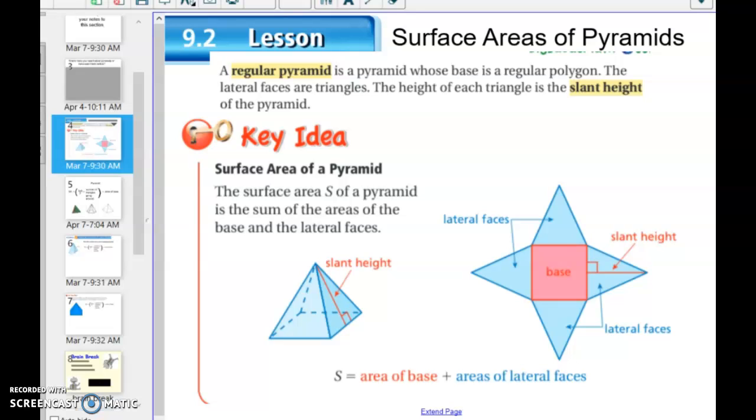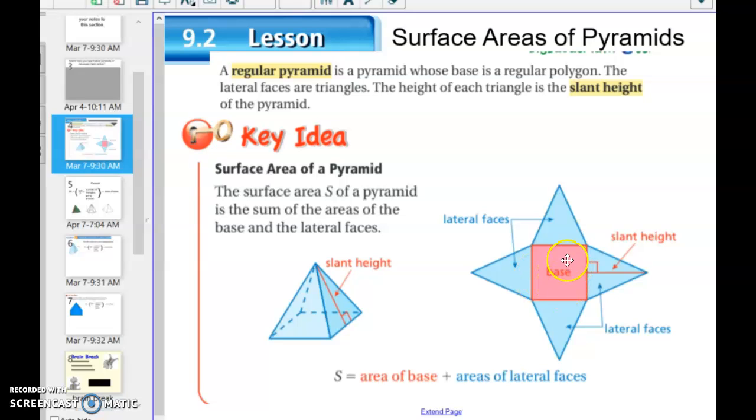All right, welcome to my lesson video on the 9.2 lesson, surface area of pyramids. Now a pyramid, remember, is a shape that has a regular polygon as its base, and then all of its lateral faces going around would all be shaped like triangles, and all of those triangles would be the exact same measure. Now the tricky part for surface area of pyramids is your base can be different shapes.